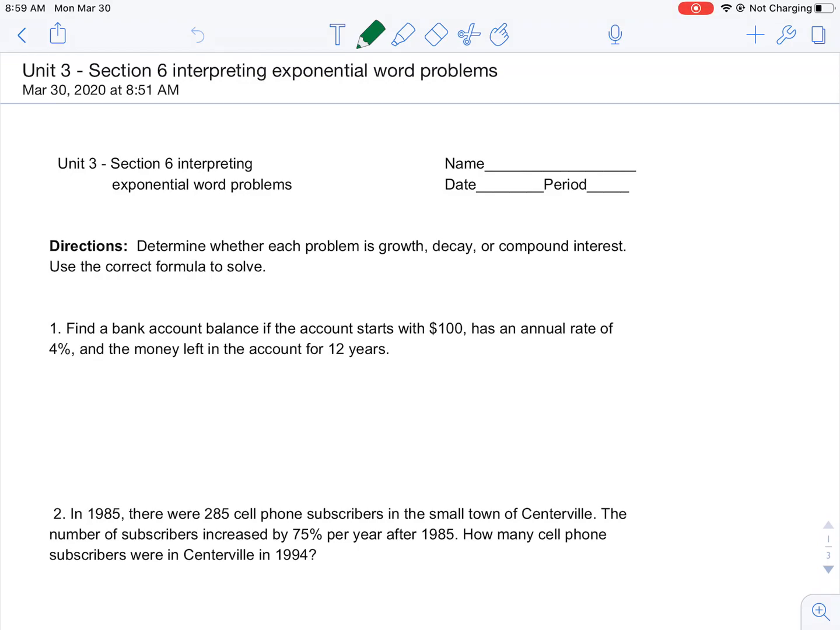Okay guys, this is the last section in this unit. So this is Unit 3, Section 6. I'm actually looking at the homework, so you might want to pause the video and go print it out because I'm going to be doing some of the problems on the video.